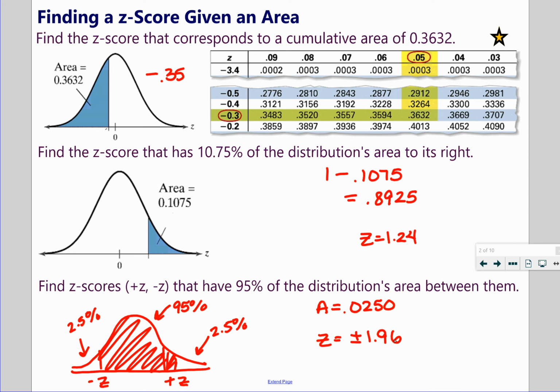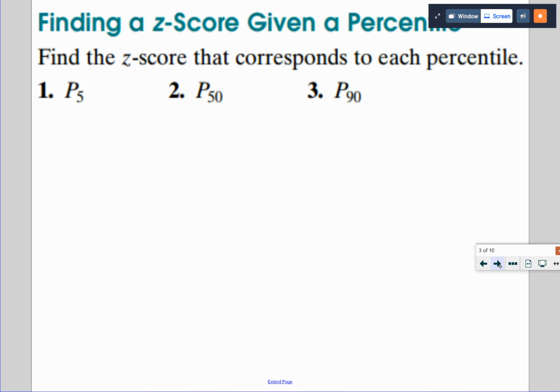All right, if you're given a percentile, which is what these notations represent, remember percentile from chapter 2, it means percent below. As far as our z-scores are concerned, it means area to the left, that percent to the left. So if I see P sub 5, I know 5% of the data is to the left, so the cumulative area I'm looking up is 0.05.